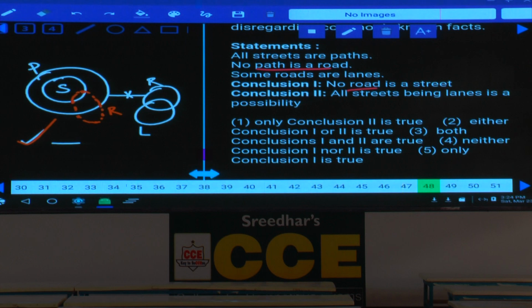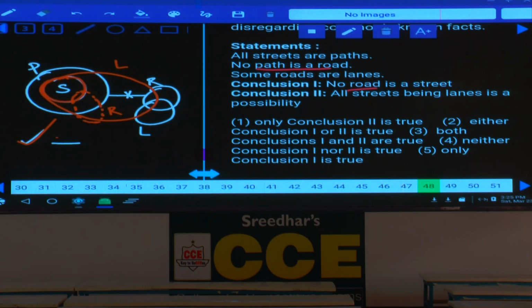Then coming to the second one, "all streets are lanes" is a possibility. Is it possible or not? Now the lane and this road should be intersected to some extent. Tell me whether I can draw my lane like this or not. Now this will be the lane, and these are the streets which are lanes. Is "all streets are lanes" true or not?